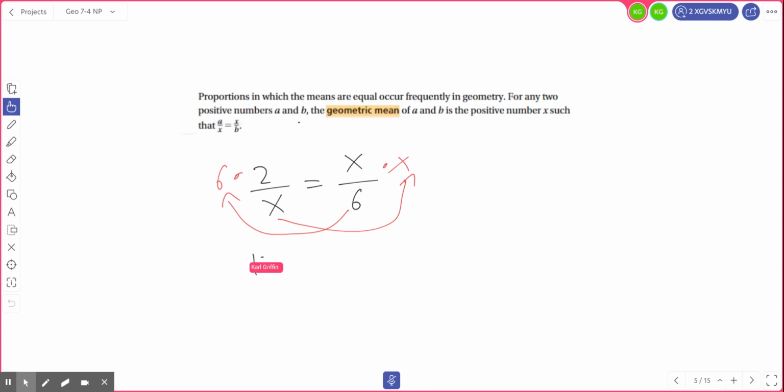And 6 times x is 6x, and 6 times 2 is 12, and x times x is x squared. So how do we solve for x? We do the square root on both sides. The square root of x squared is just x, and the square root of 12, we can simplify this radical because the square root of 12 is the same as the square root of 3 times the square root of 4, and 4 is a perfect square. So 2 root 3 is that in simplified radical form.